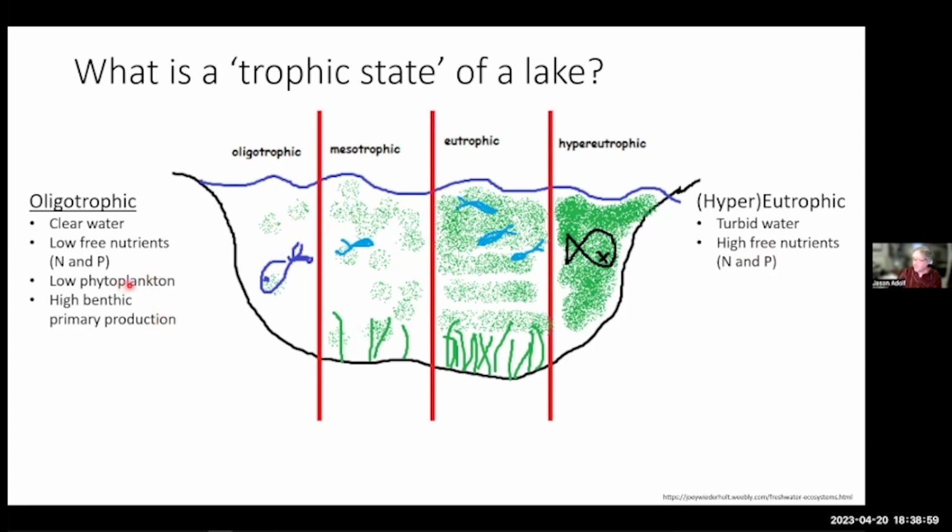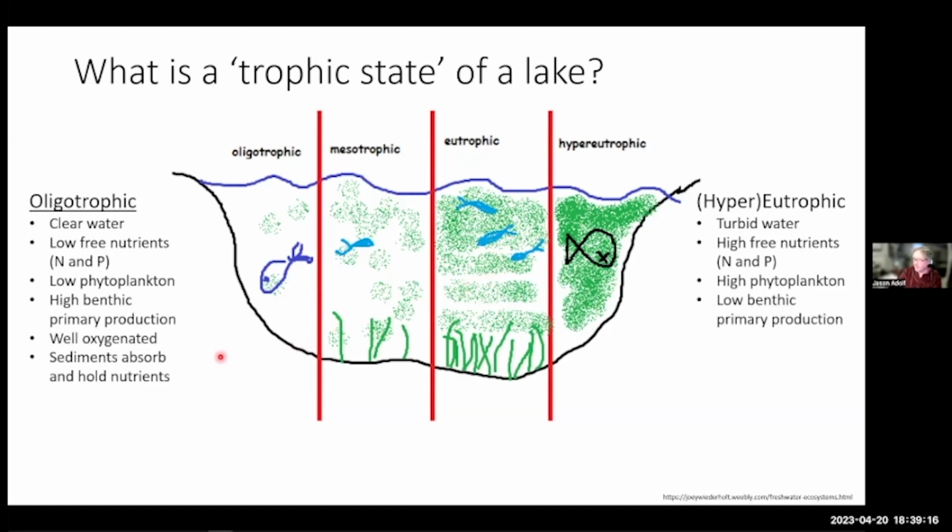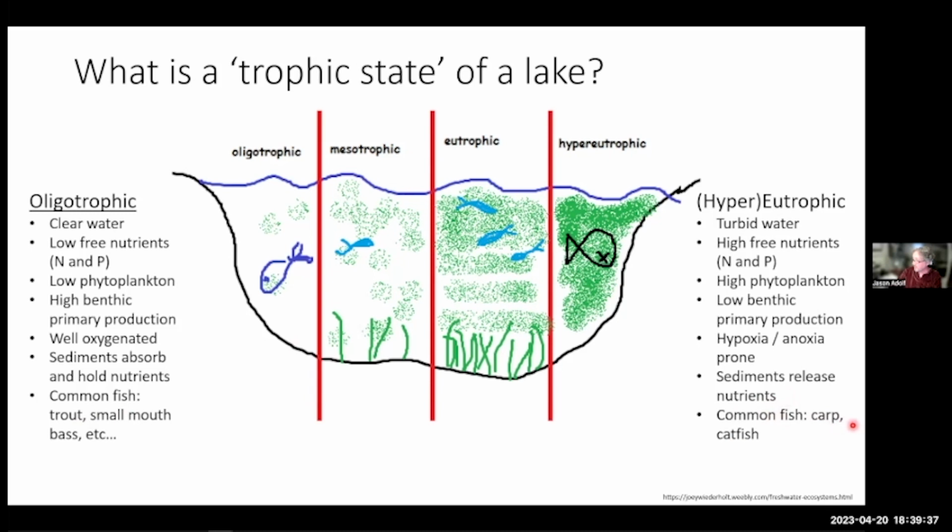Oligotrophic lakes are characterized by clear water without a lot of phytoplankton in them and a high benthic primary production, whereas eutrophic lakes have little going on the bottom and much higher biomass of phytoplankton in the water column. Oligotrophic lakes are well oxygenated, and their sediments tend to absorb and hold nutrients, whereas eutrophic lakes tend to hold nutrients but release them at just about the worst time. And the fish common in oligotrophic lakes are the more sensitive ones, like trout, smallmouth bass, and then carp.